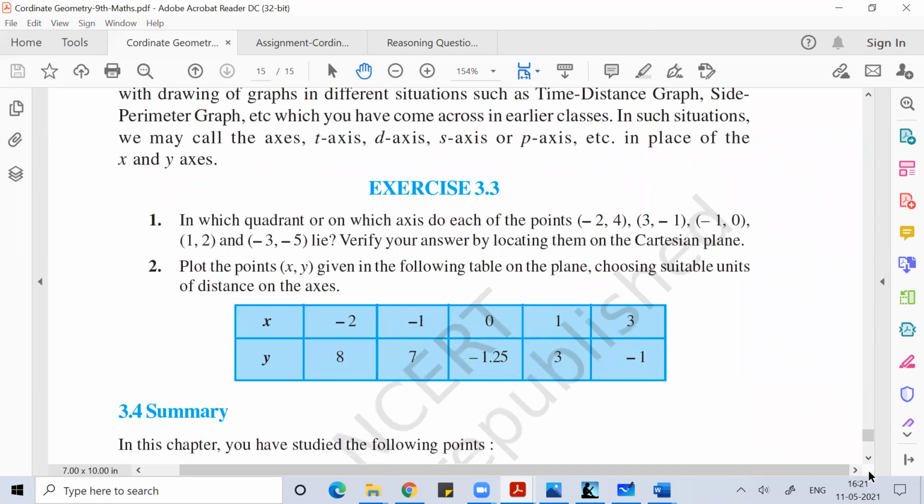Minus 2, 4, which quadrant? Minus 2, 4, second quadrant. Very good. 3, comma, minus 1. Fourth quadrant. Very good. Minus 1, 0. Second, it's on the x-axis. X-axis, very good. 1, 2. First quadrant. Minus 3, minus 5. Third quadrant. Very good. So plot the x and y, so we can draw this.